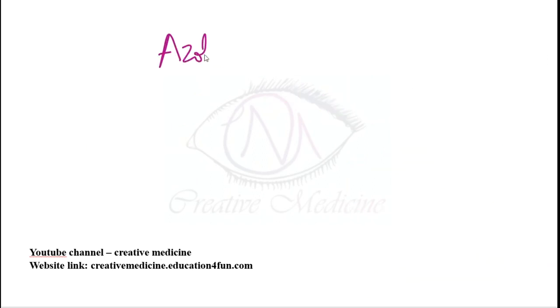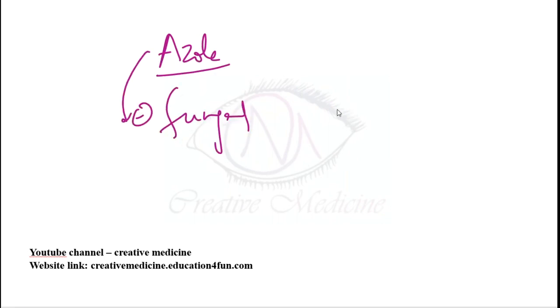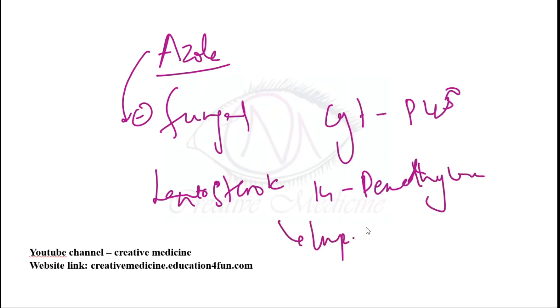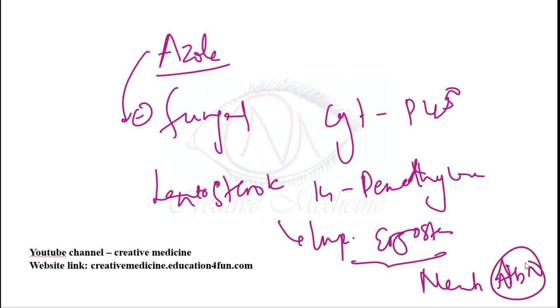Then we have azoles. These azoles will inhibit the fungal cytochrome P450 enzyme, for example lanosterol 14 demethylase. This lanosterol 14 demethylase will impair the ergosterol synthesis, and once it is impaired, membrane abnormalities are seen.